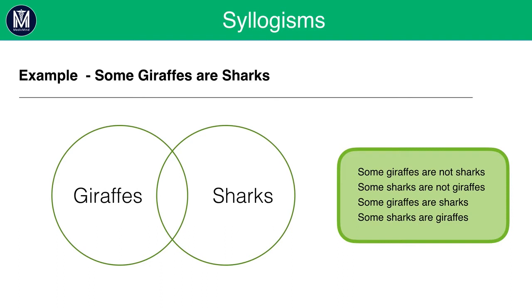So an example now. Some giraffes are sharks. So what can you deduce from that statement? Now draw a Venn diagram here because you know it's some A are B. Identify it straight away like that. Draw the Venn diagram. The question will ask you place yes if the conclusion follows, place no if the conclusion does not follow. You may get statements such as no giraffes are sharks. That doesn't make sense because we see a bit of overlap in the middle. The 4 things that can be deduced here is that some giraffes are not sharks, some sharks are not giraffes, some giraffes are sharks, and some sharks are giraffes. I hope that makes sense to you.